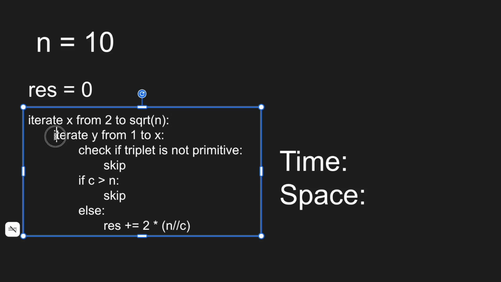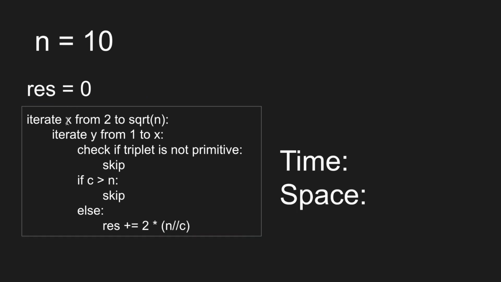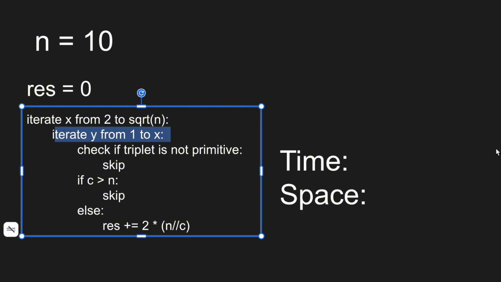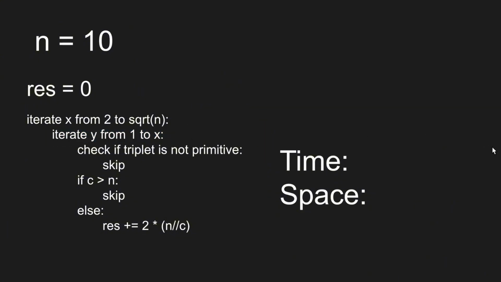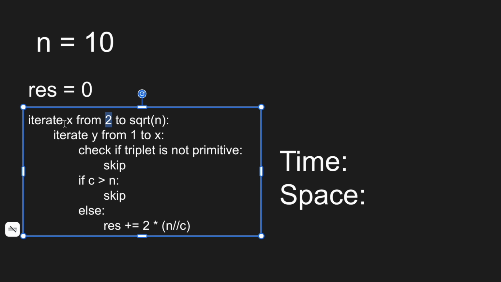And for y, we will iterate for everything from 1 to x. And by the way, this is just a rough sketch, but for this for loop, we will look at the square root of n, and for this for loop, we will not look at x, so it will just be from 1 to x minus 1. So x starts at 2 because x needs to be greater than y, and y needs to be greater than 0. So that's why y starts at 1.